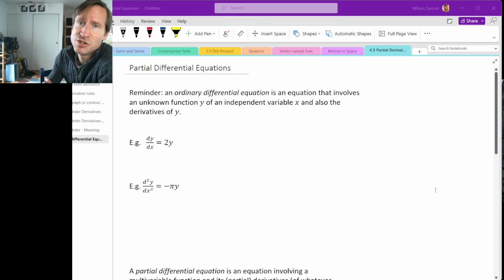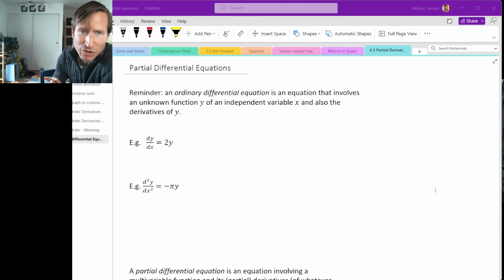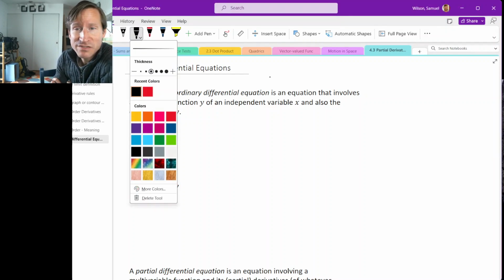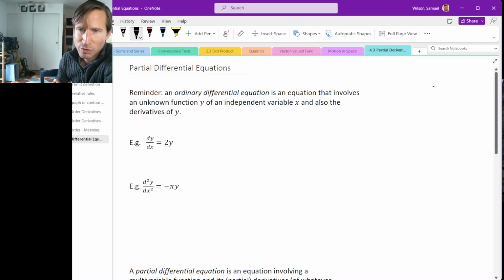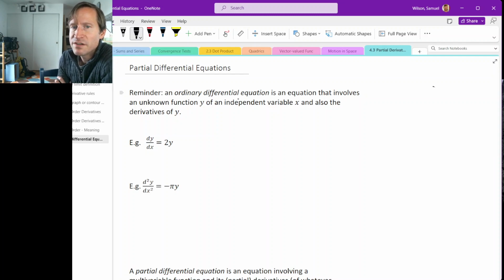For one last thing we can do with partial derivatives, let's have a look at a kind of equation that we can write down now that we have partial derivatives available to us. A quick reminder about a topic you may have seen in Calc 2. An ordinary differential equation is an equation that involves some unknown function y that is a function of an independent variable x, and also the derivatives of y. So this is an equation like this.